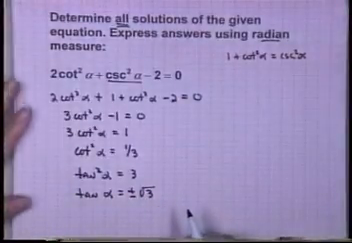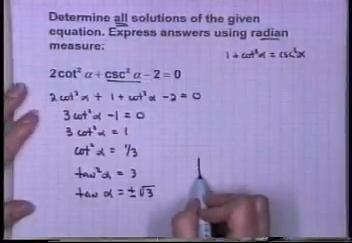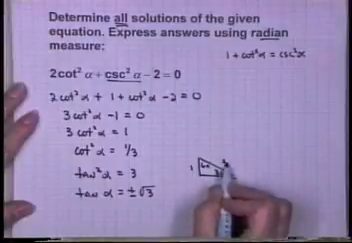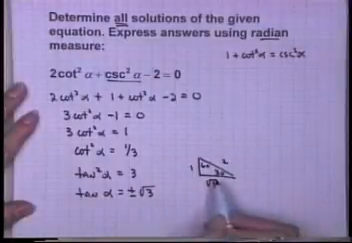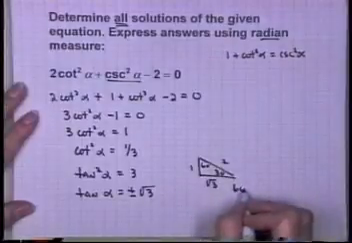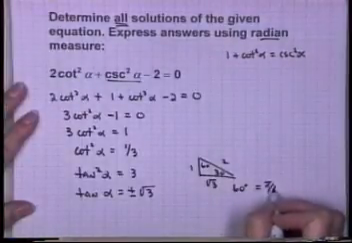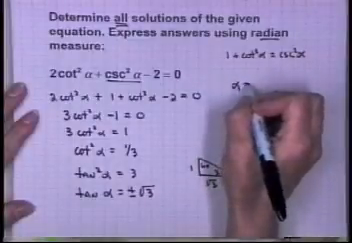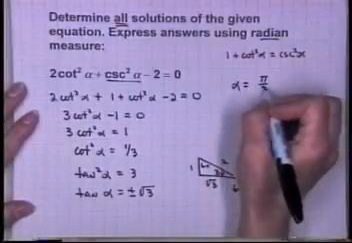Now, let's think about that square root 3. We know that's coming off of our 30-60 triangle, right? 1, 2, square root 3. Tangent of 60 is square root 3 over 1. 60 degrees is equal to pi over 3. So I want to have alpha being pi over 3.